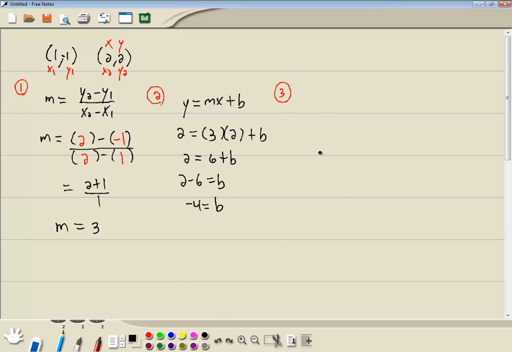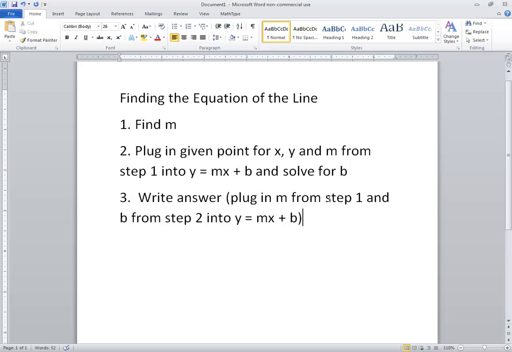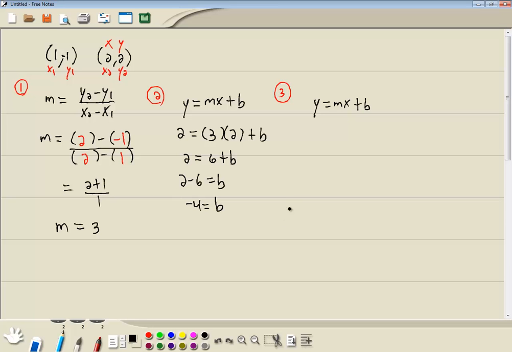Now step 3 was to write our answer down. Plug in m from step 1 and b from step 2. Well, from step 1 we said m was 3, so put 3 in. And from step 2 we said b was -4, so put -4 in. And our answer is y is equal to 3x minus 4.